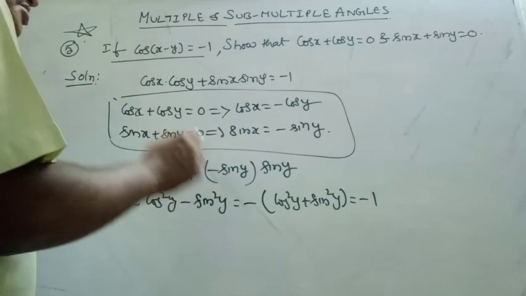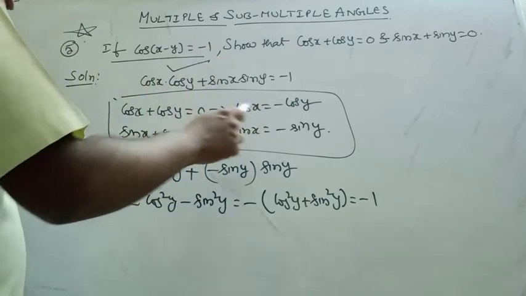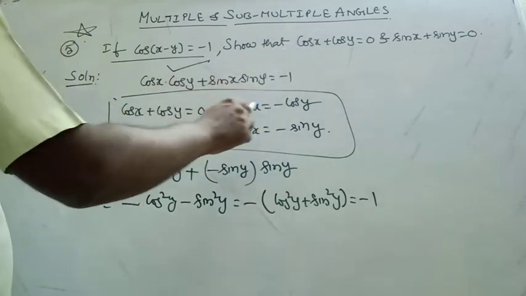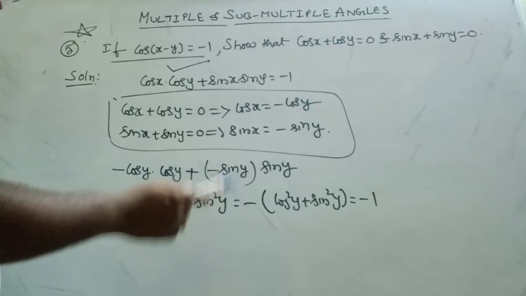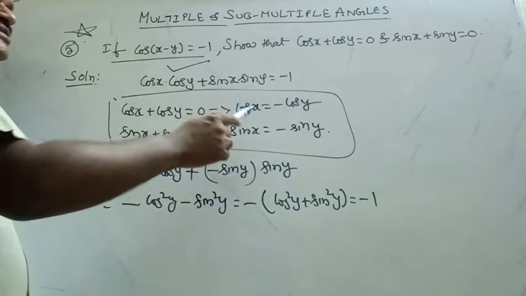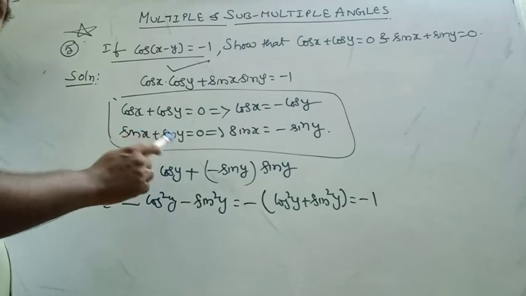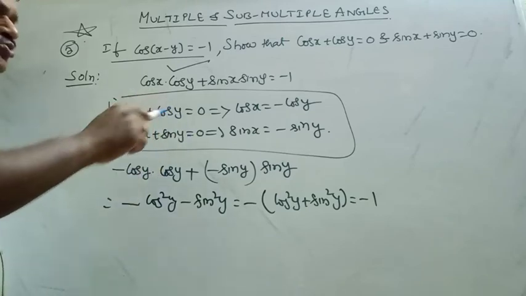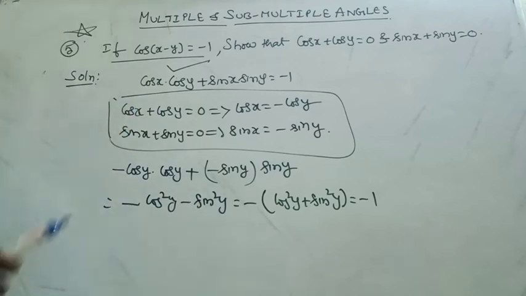That means these are all true. Those are all true, which means we have got our proof. Cos x equal to minus cos y is true. Sin x equal to minus sin y is true. Once these are true, what does that mean? Cos x plus cos y equal to 0 is true. Sin x plus sin y equal to 0 is true. That means these two things are proved by verifying like this. This is the one trick for how we will do this particular problem.